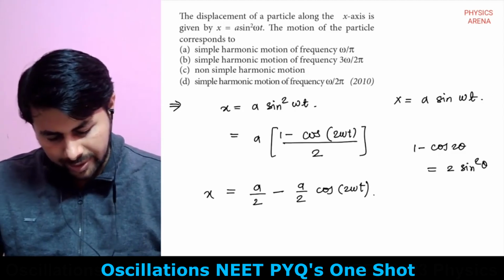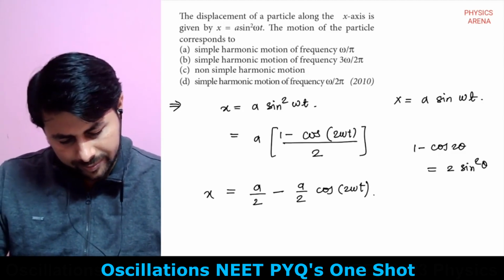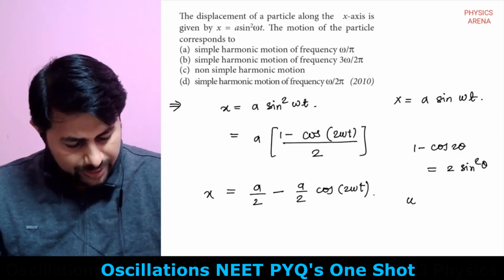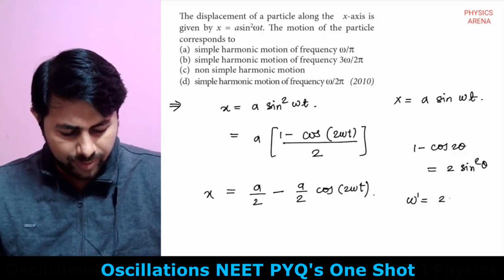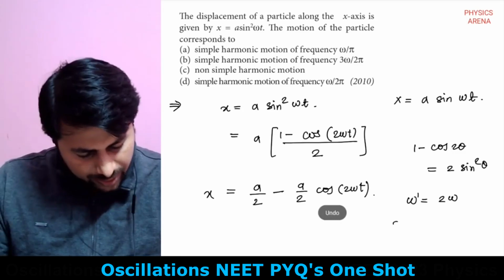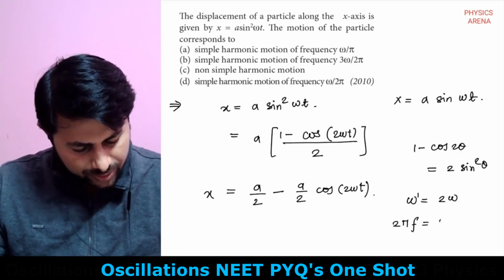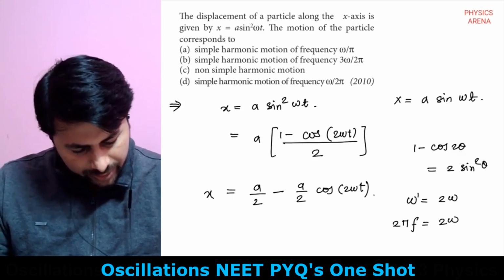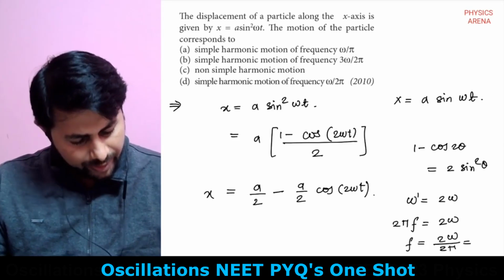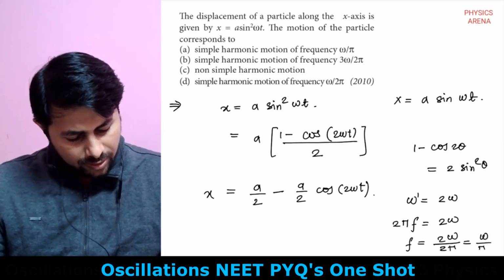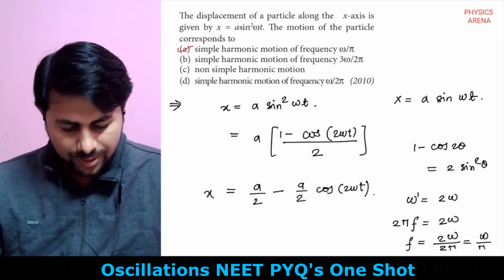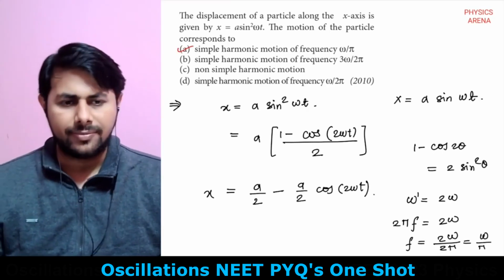That means the frequency will be what? Angular frequency omega dash is 2 times omega. So omega dash can be written as 2 pi times f. It is 2 omega, and therefore f is equal to 2 omega divided by 2 pi. So 2 and 2 get cancelled, omega upon pi. So option A is the answer. It is simple harmonic motion of frequency omega upon pi.